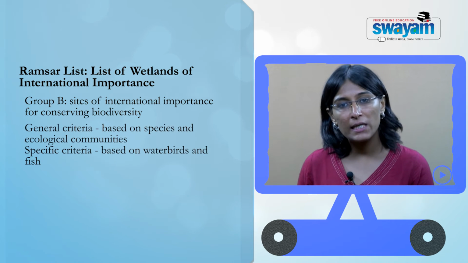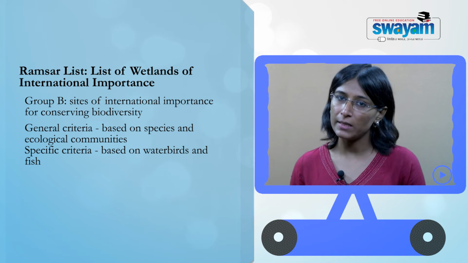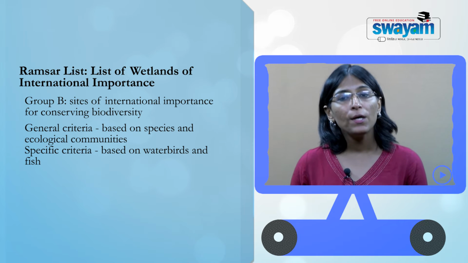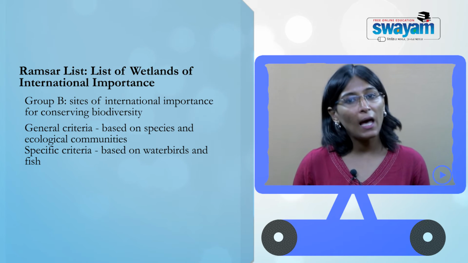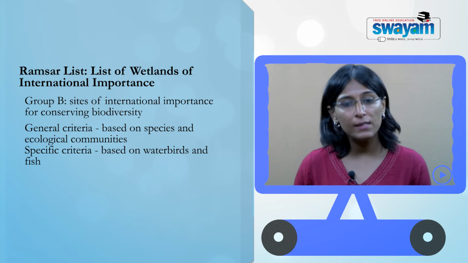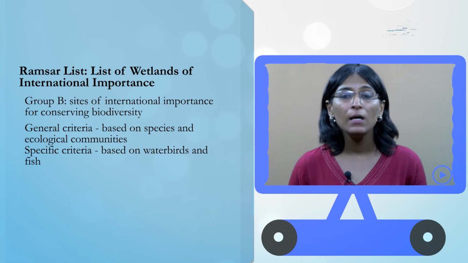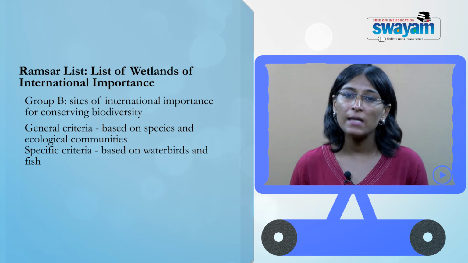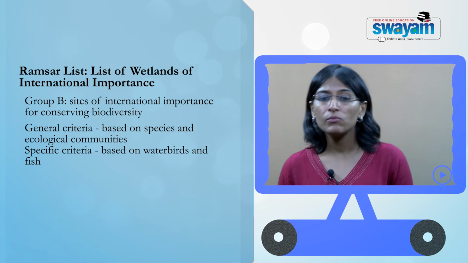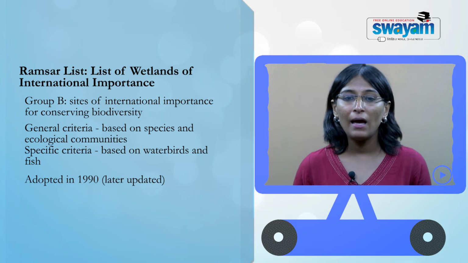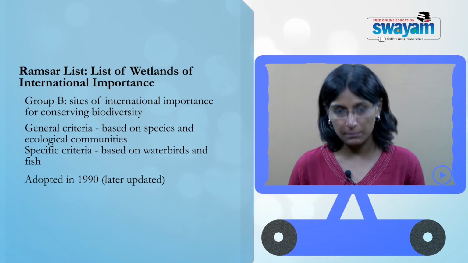One is a general criteria and the other is a specific criteria. The general criteria is based on the species and ecological communities in a wetland, whereas the specific criteria is based on water birds and fish. This list was adopted in 1990 and it was subsequently updated.